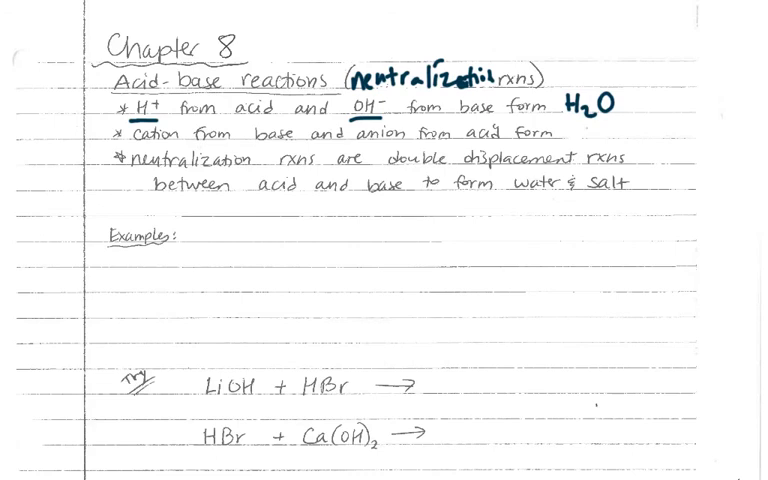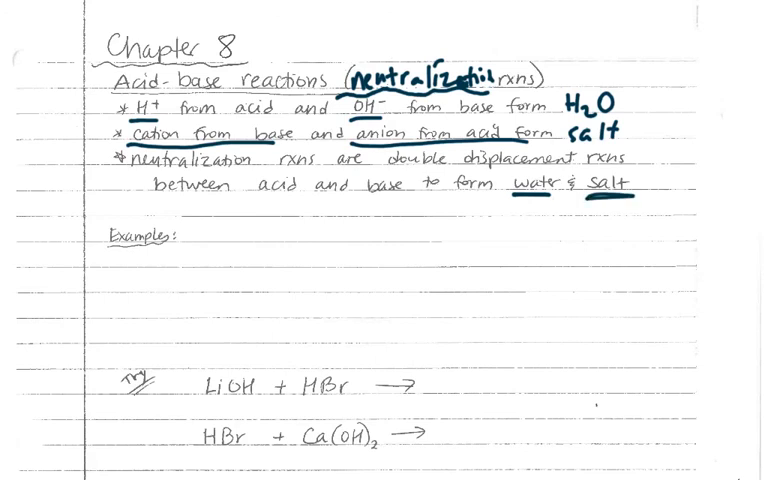Sometimes it's called acid-base reactions, but more commonly, it's called a neutralization reaction because the H plus from the acid and the OH minus from the base form water, which is neutral. Then the cation from the base and the anion from the acid will get together and form a salt. So neutralization reactions are basically double displacement reactions. It's what happens between an acid and a base, and the product is always water and a salt.